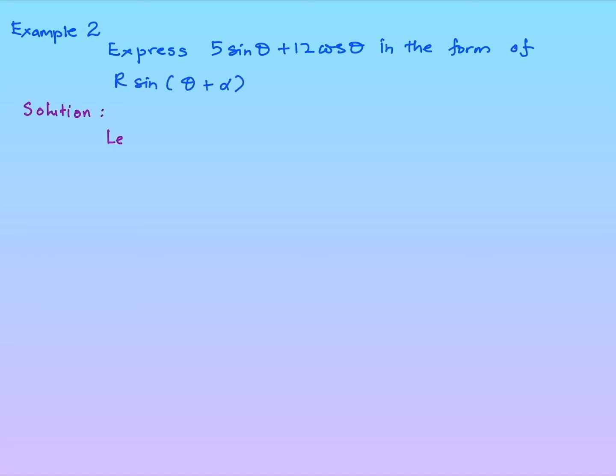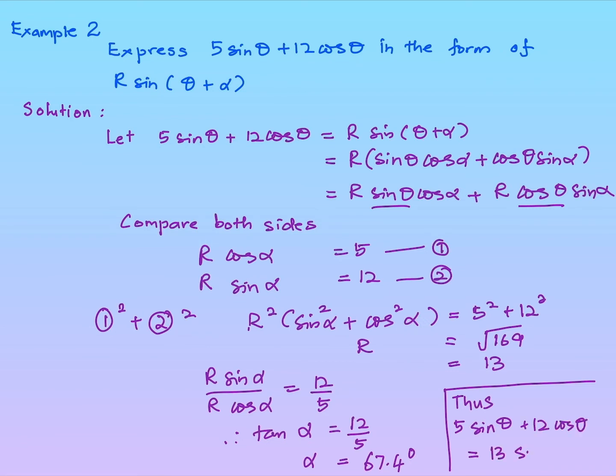Example 2. Express 5 sin theta plus 12 cos theta in the form of r sin theta plus alpha. Let 5 sin theta plus 12 cos theta equals r sin theta plus alpha. So we expand this sin theta plus alpha using the compound angle. So we have sin theta cos alpha plus cos theta sin alpha.